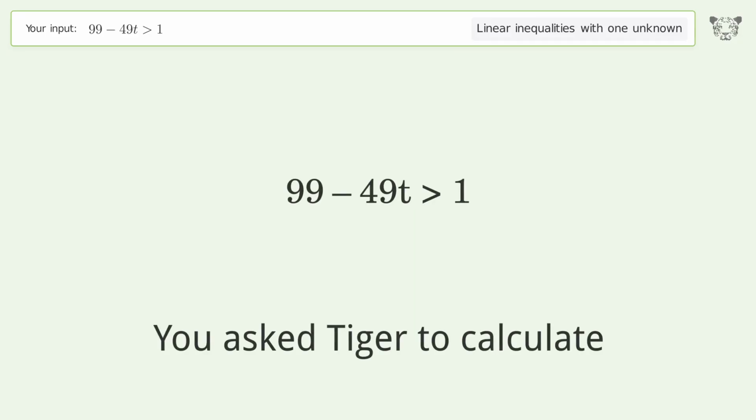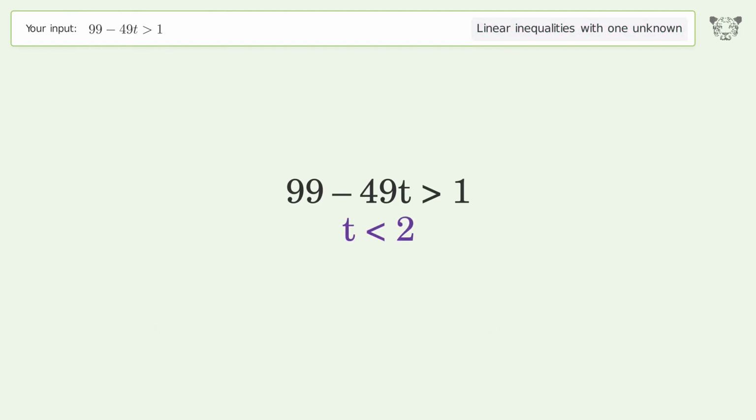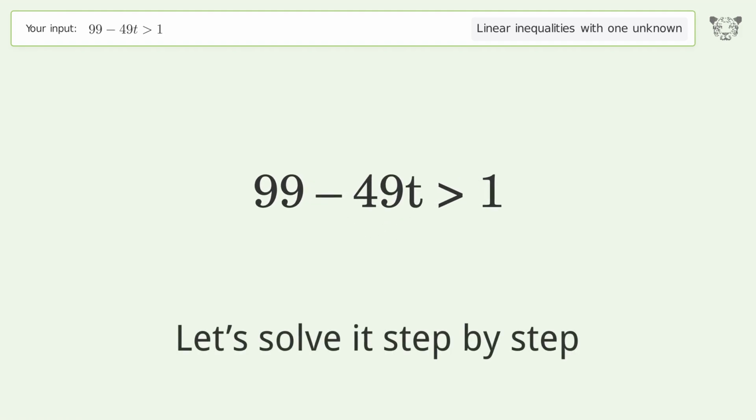You ask Tiger to calculate. This deals with linear inequalities with one unknown. The final result is t smaller than 2. Let's solve it step by step.